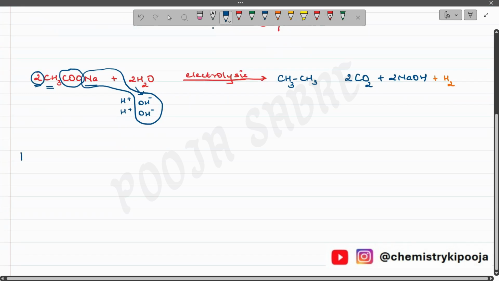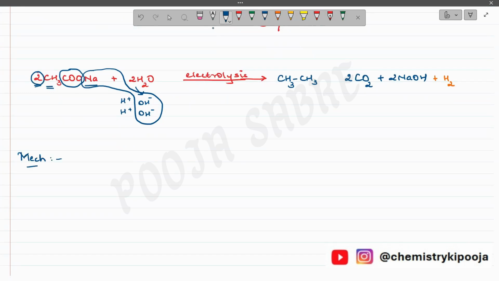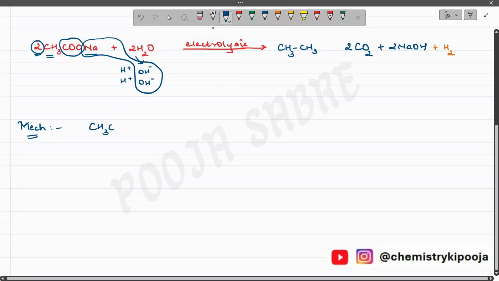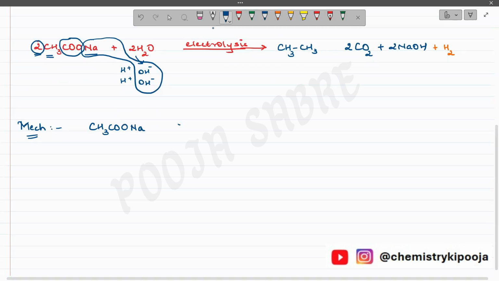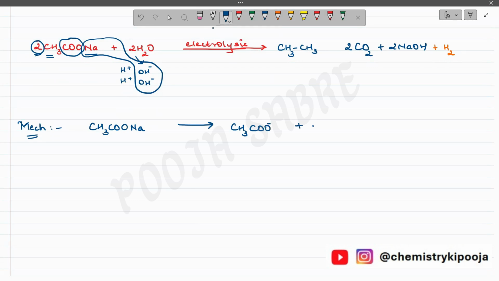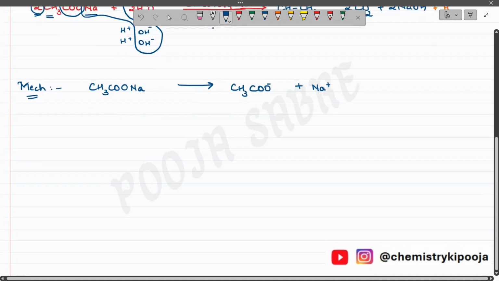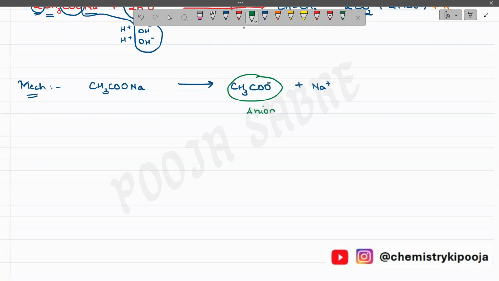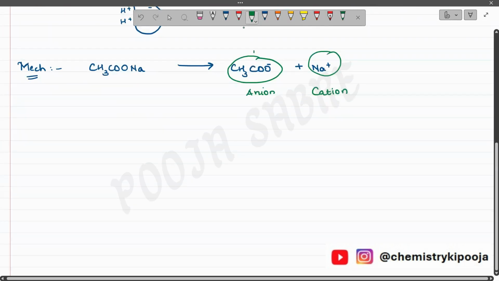Now let us quickly have a look at the mechanism. The very first thing, we know that CH3COONa is going to dissociate into CH3COO minus and Na plus. So these are the ions we will be getting after dissociation, right? In this case, the negative ion is called an anion, whereas we have a positive ion called a cation. Clear? Always remember, very simple trick, very simple concept.